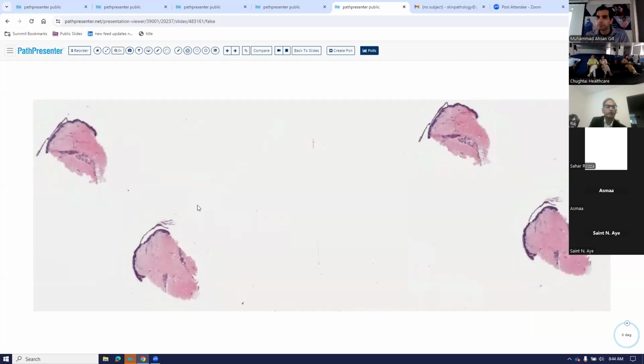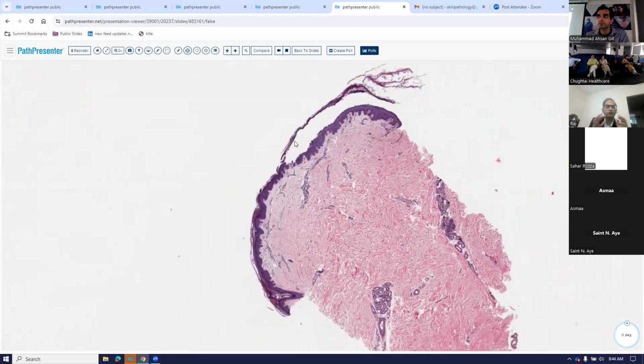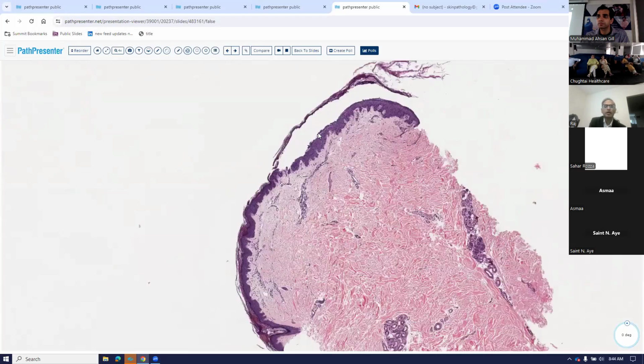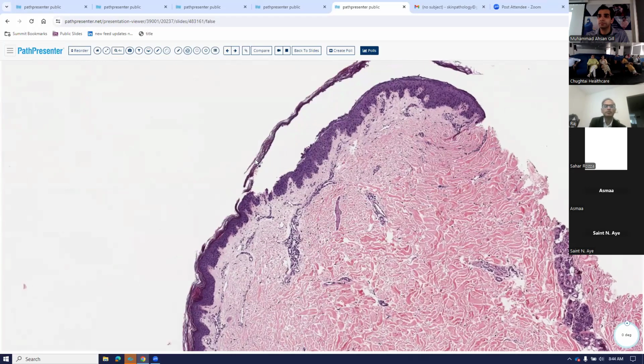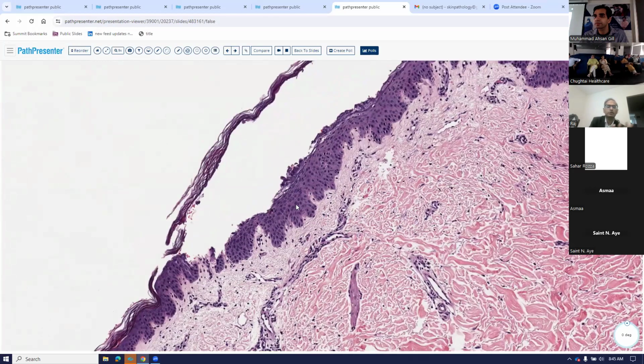Now, I already showed you this case. Here, where is the bulla? Again, first question, where is the bulla? This is an intraepidermal bulla. It's not subepidermal, it is within the epidermis. And if you look at where it is in the epidermis, it is subcorneal. This is the stratum corneum. Remember, we talked about the superficial layer being the stratum corneum. So where is this within the epidermis? It is subcorneal.